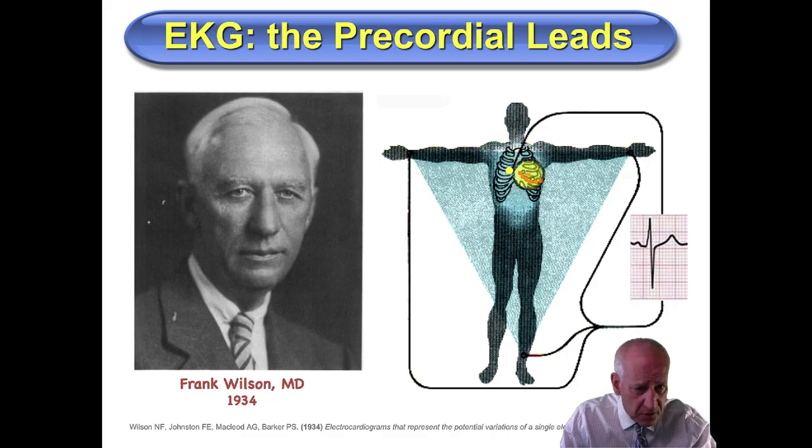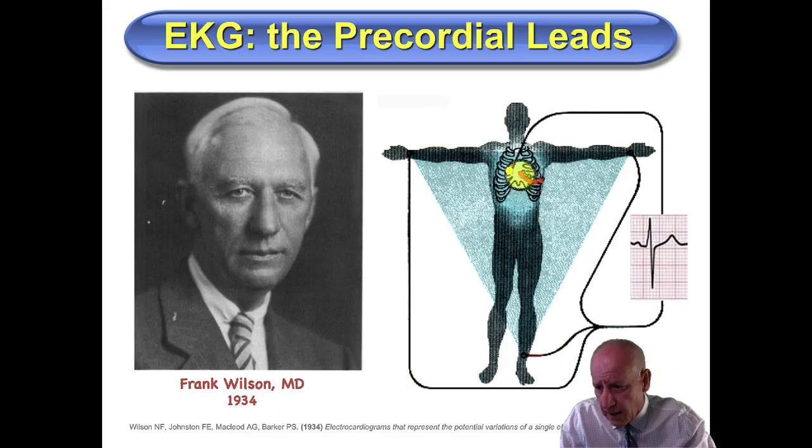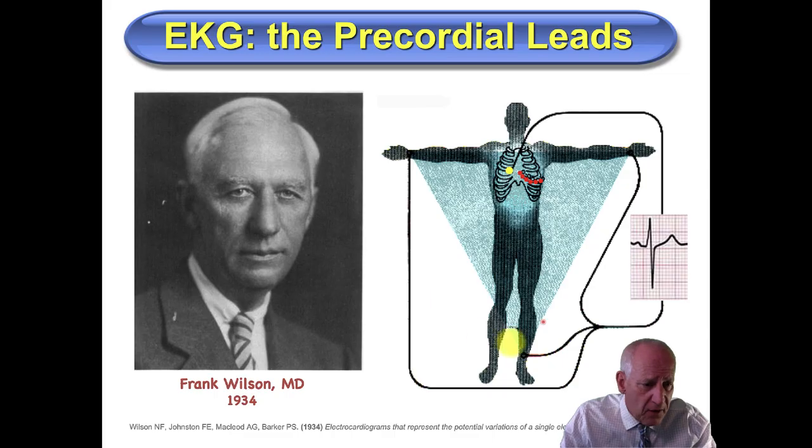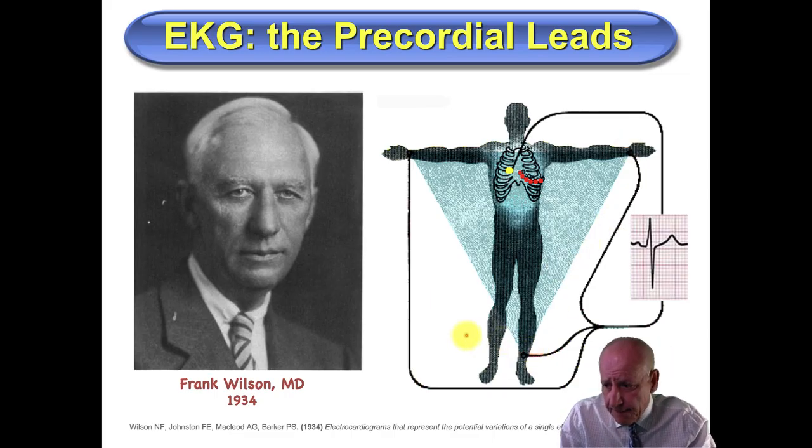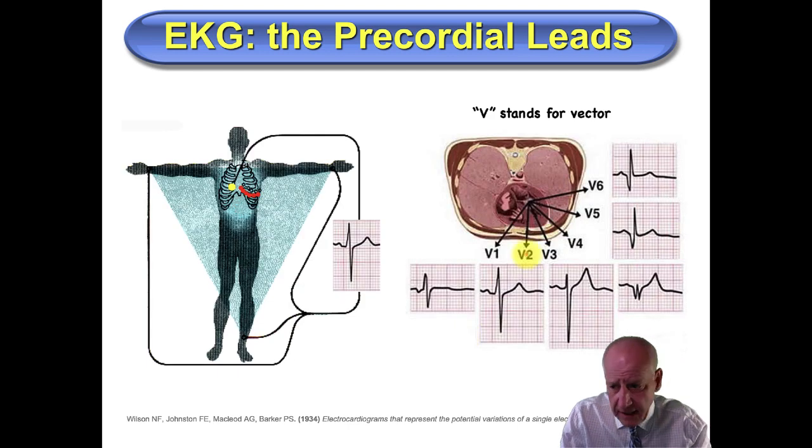So the positive electrode is placed at one of 6 different positions along the chest wall, and the other electrodes are connected together. So this gives us leads V1 through V6, and they record the electrical vector in the horizontal plane. And by the way, V stands for vector. They all record in the horizontal plane, whereas the augmented limb leads and the limb leads record in the vertical plane.